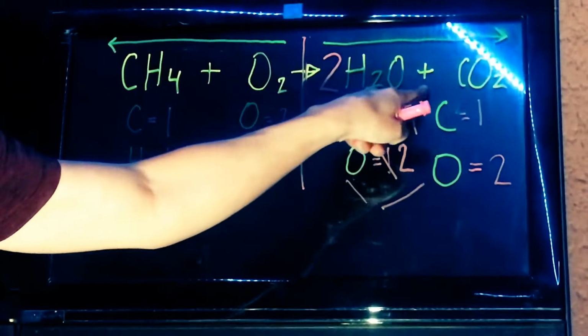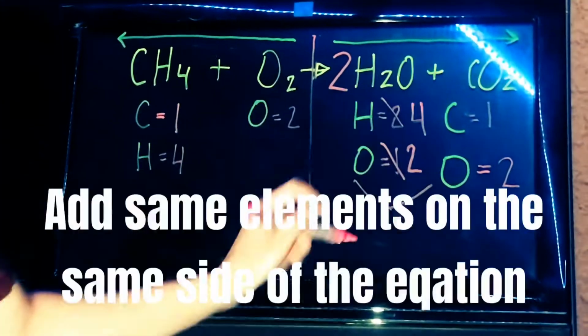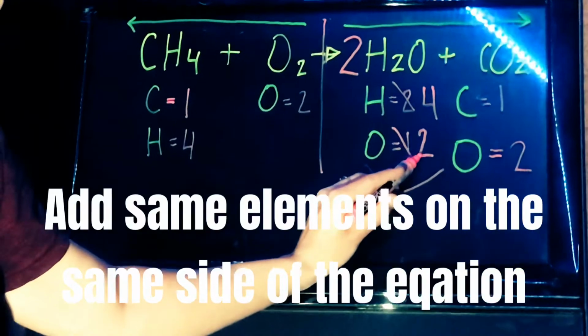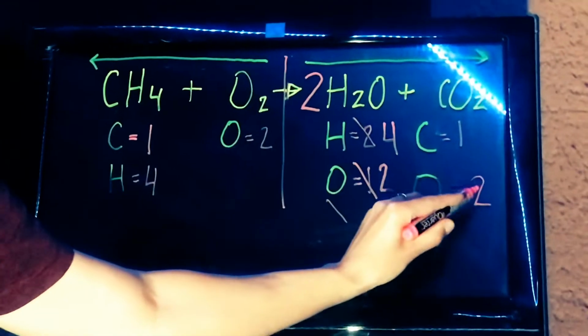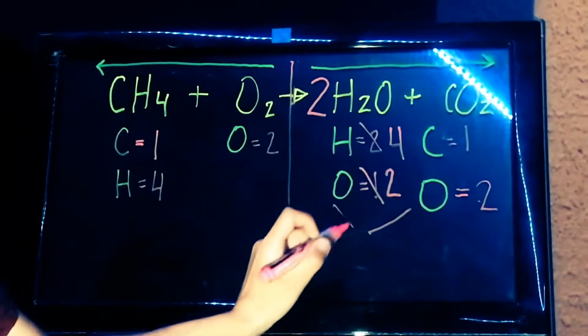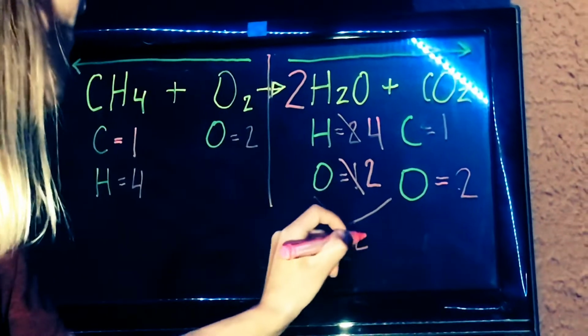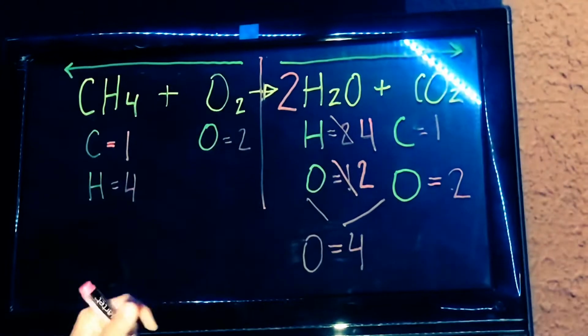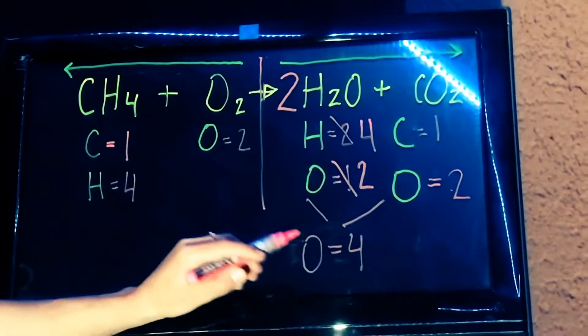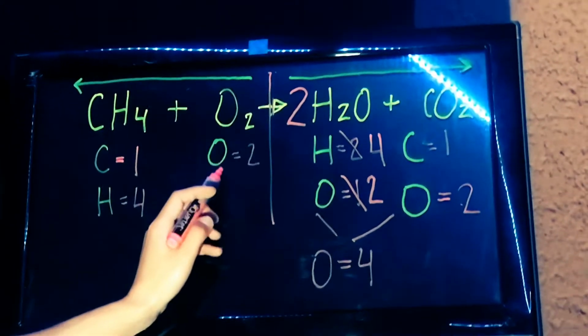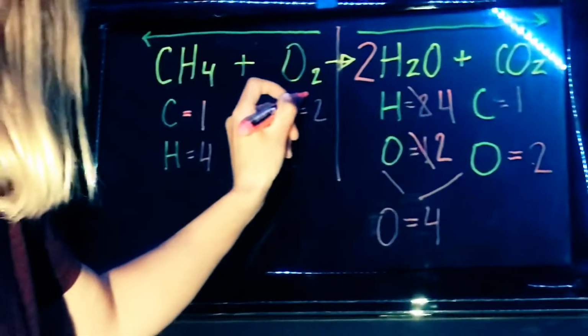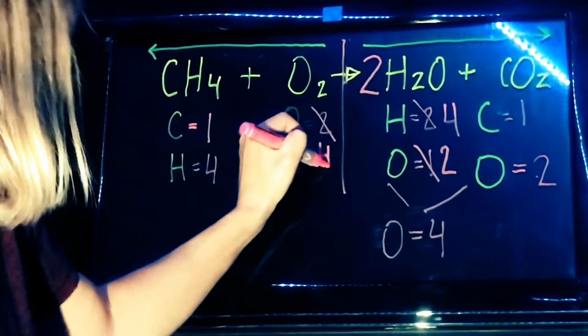Do you see how there is a plus sign? O and O. So when you add them together, 2 plus 2, because there is a plus, equals 4. So you're gonna put O equals 4, and that's where I got those. So now I have 4 oxygens on my right side and 2 oxygens on my left side. So I cannot have that. I need to make it into 4.